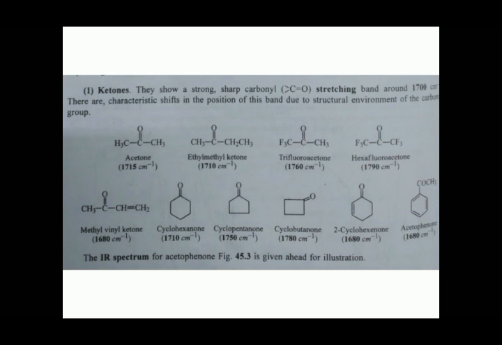Cyclohexanone, 1710 cm inverse. Cyclopentanone, 1750 cm inverse. Cyclobutanone, 1780 cm inverse. 2-cyclohexenone, 1680 cm inverse. Acetophenone, 1680 cm inverse. So these are all the examples of ketones and their corresponding frequency ranges.